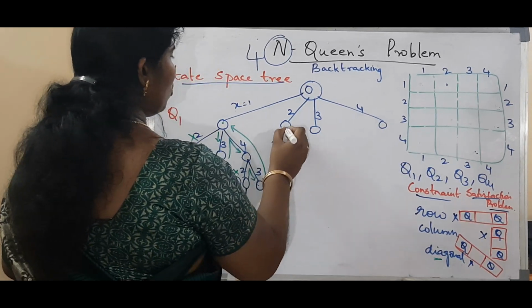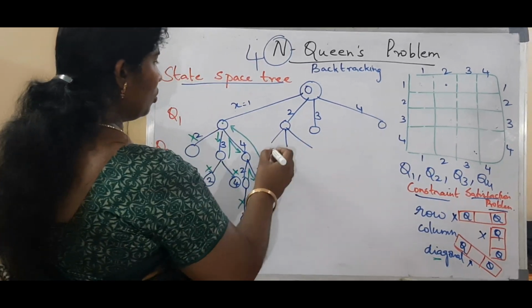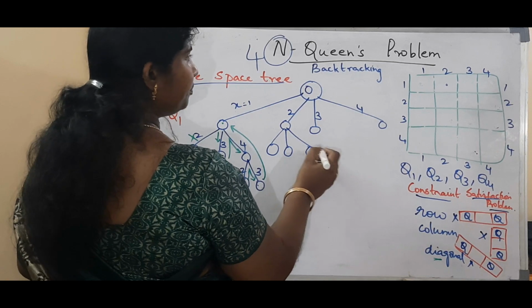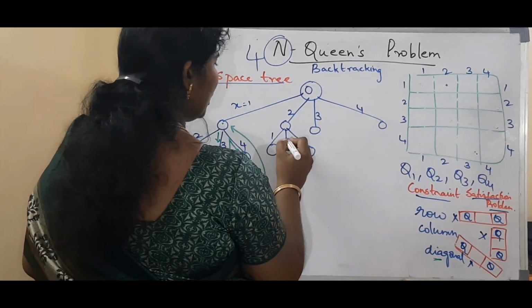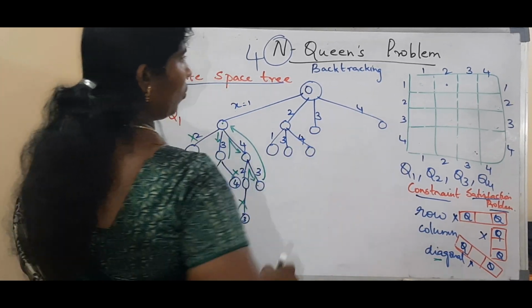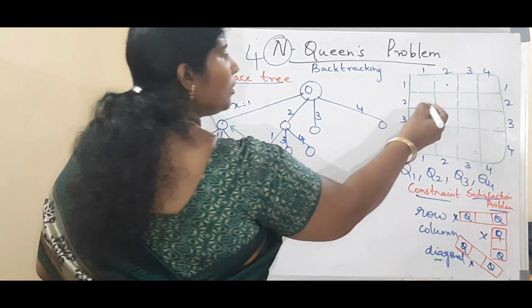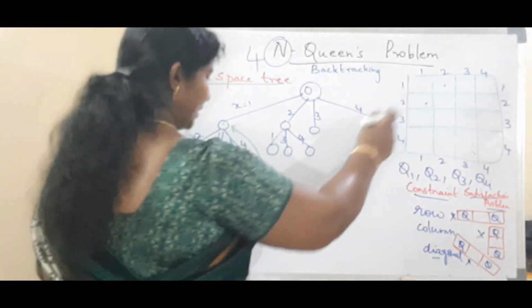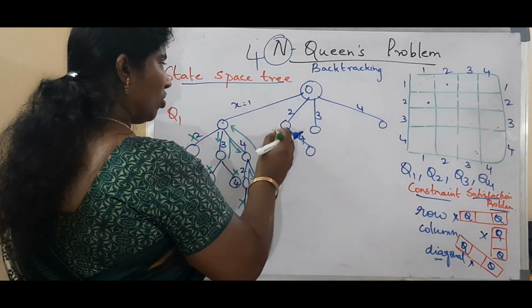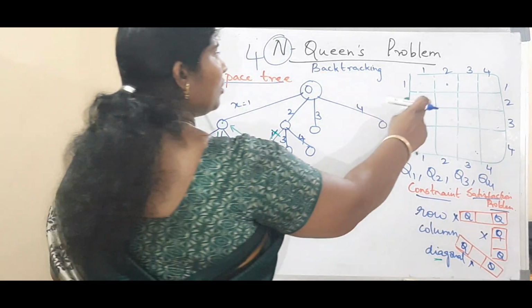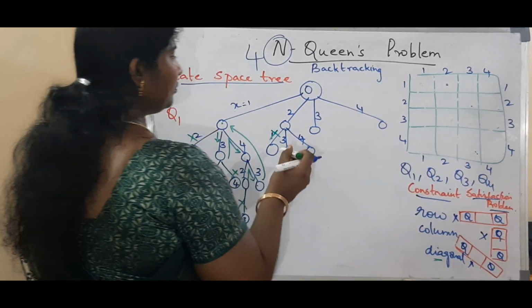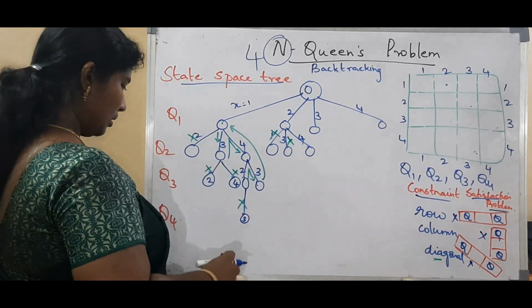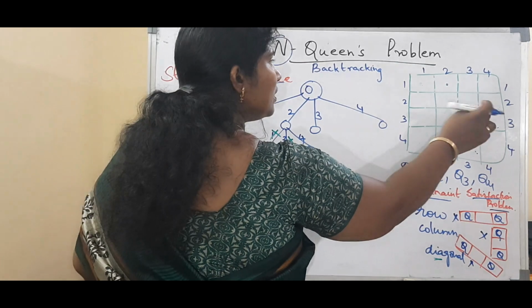So I have three options for placing my Q2. They are going to be 1, 3 or 4. So the first one I take, they are diagonally present, so I cannot consider this. So I place here, they are also diagonally present, so I cannot go with this.